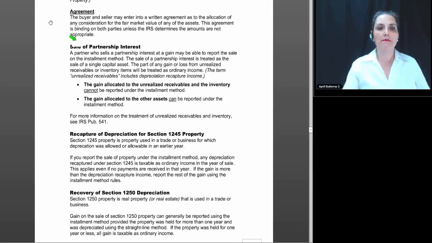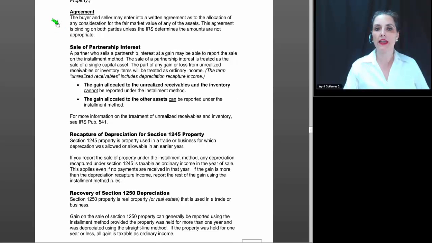Agreement. The buyer and the seller may enter into a written agreement as to the allocation of any consideration for the fair market value of any of these assets, and the agreement would then be binding on both parties unless the IRS determines that the amounts are not appropriate.